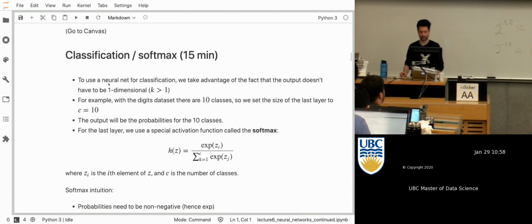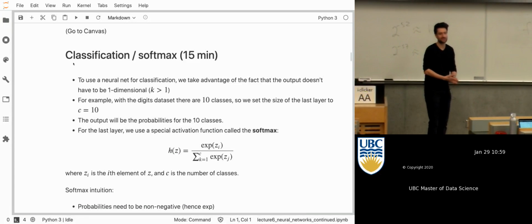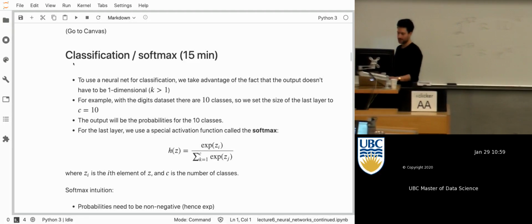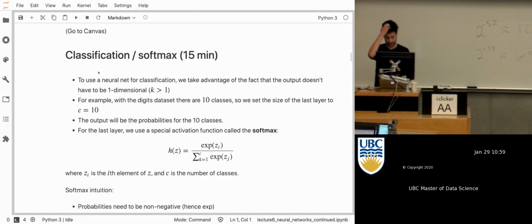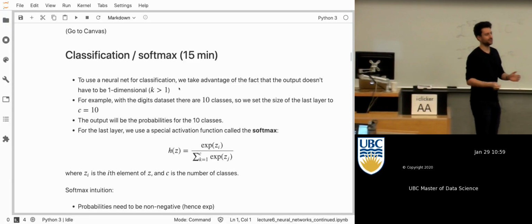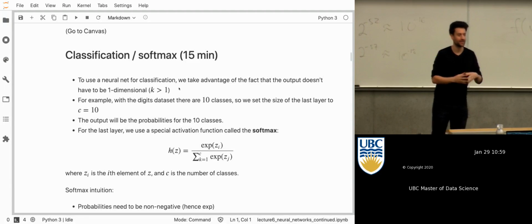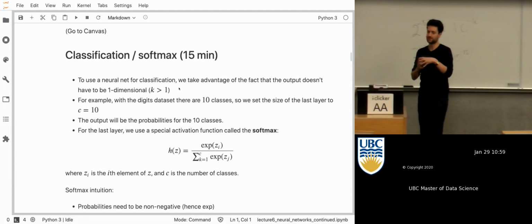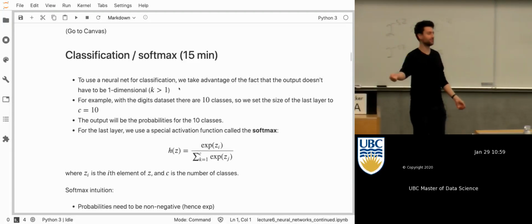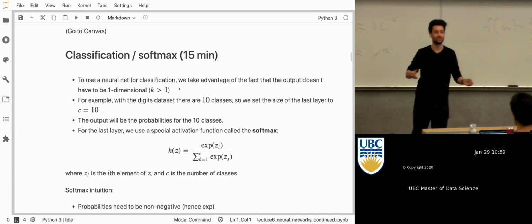OK, so softmax. This was obviously coming up a bunch in lab on Monday and yesterday because you needed it for the lab. So let's finally talk about it. When we use neural nets for classification, we take advantage of the fact that the last layer does not just have to have 1 unit in it. When you're doing regression, the last layer just has 1 unit, meaning you're just getting a number out, like exercise 0 in the lab, and that number is your prediction.